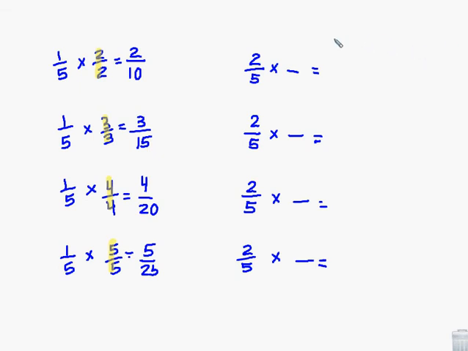Okay, I hope that you listened and paused the video and solved these problems. To find fractions that are equivalent to 2/5, you can multiply by 2 over 2, 3 over 3, 4 over 4, 5 over 5.